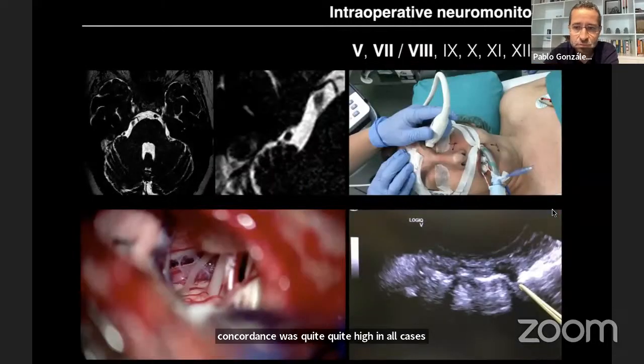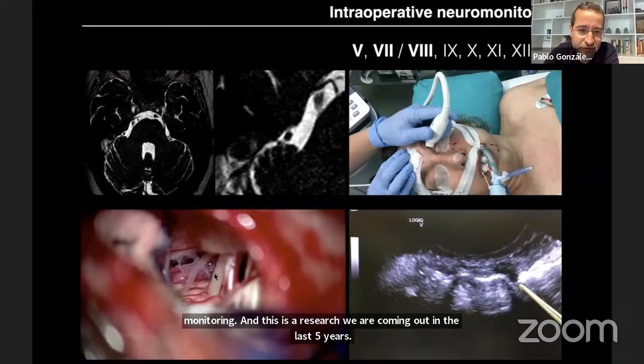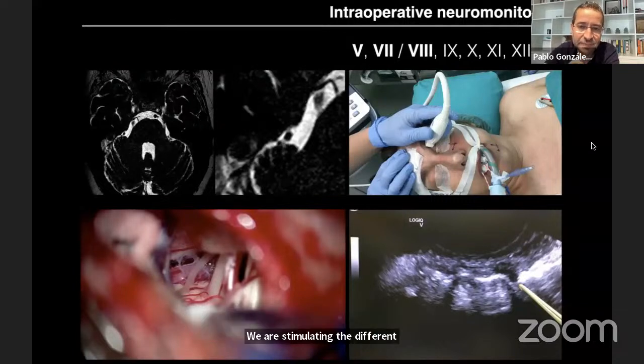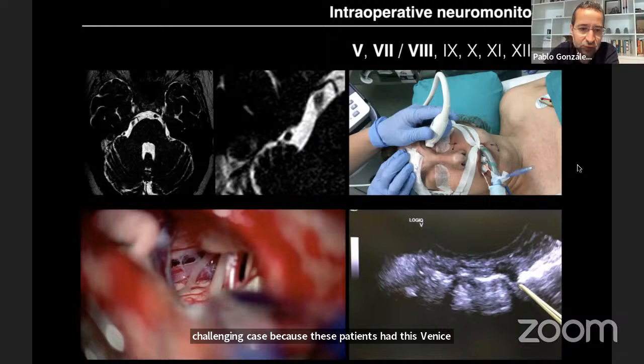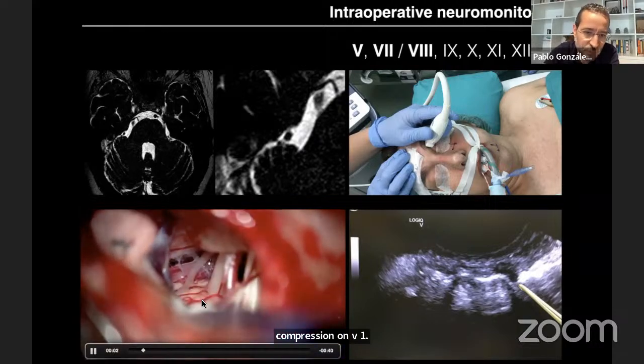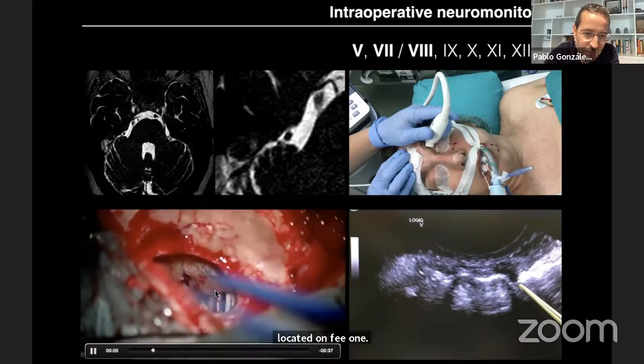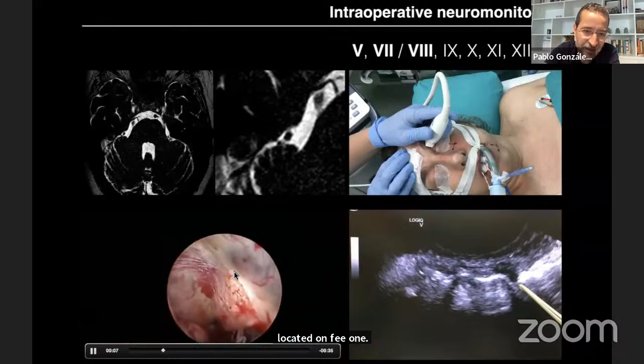Another thing we can do with intraoperative neuromonitoring, and this is research we have been carrying out in the last 5 years, is stimulating the different branches of the trigeminal nerve in an antidromic way. So we can even check which part of the trigeminal nerve we are facing during surgery. This was a challenging case because this patient had a venous compression on V1, so the symptoms were mainly located on V1. Once we expose the trigeminal nerve, this is the motor rootlet, we have a quite massive suprameatal tubercle.